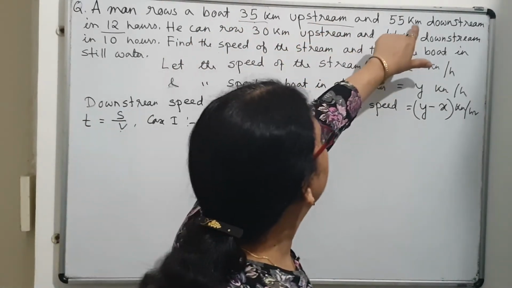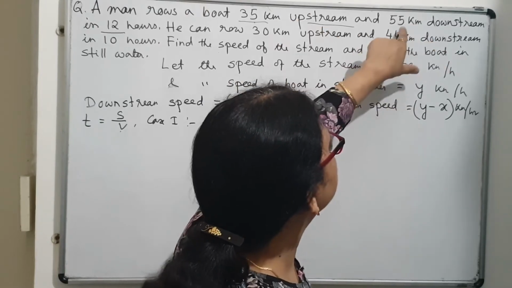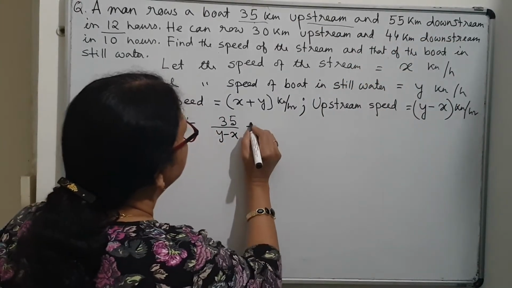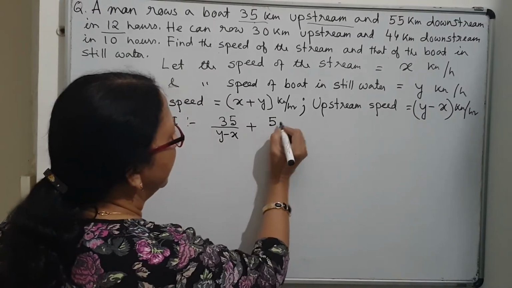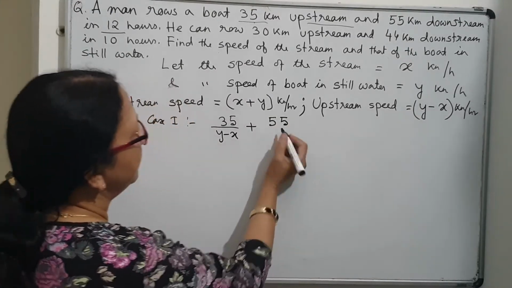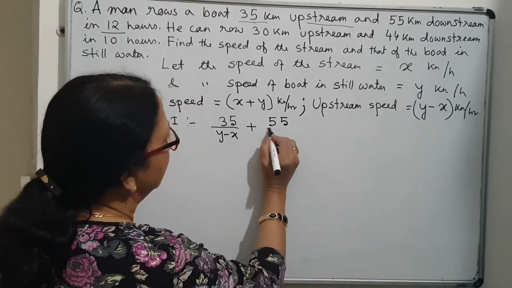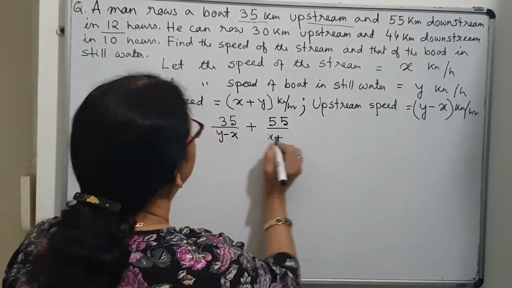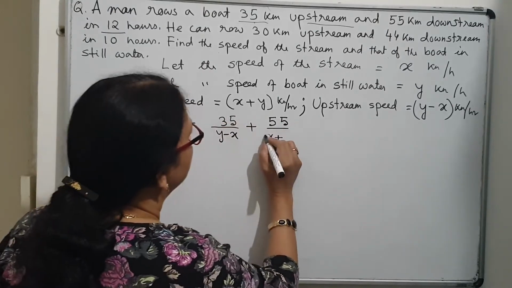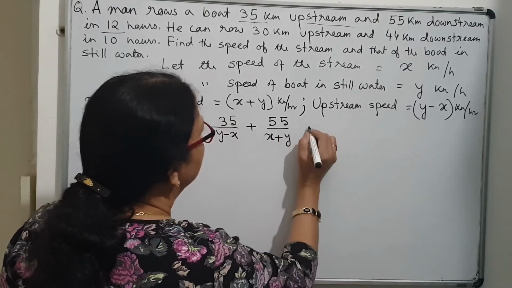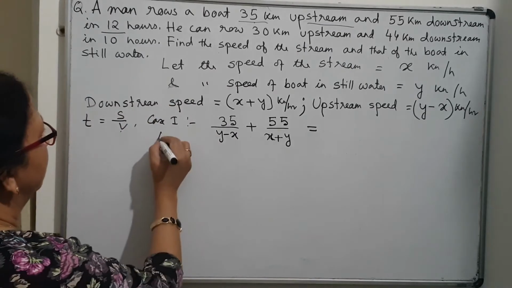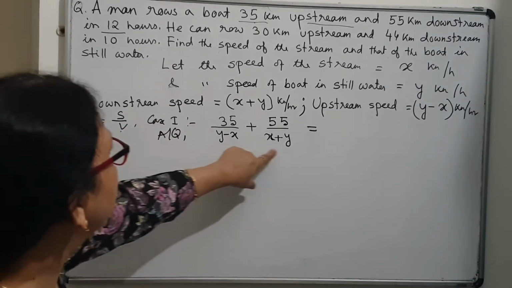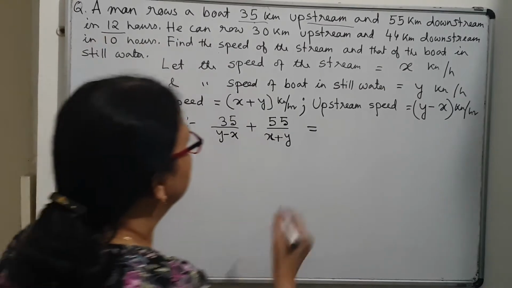Then he moves in the opposite direction, that is 55 km downstream. So the time taken, that time I have to add. That will be the time taken in moving 55 km downstream by the downstream speed, that is x plus y. Downstream speed is x plus y. According to the question, the total time is 12 hours.